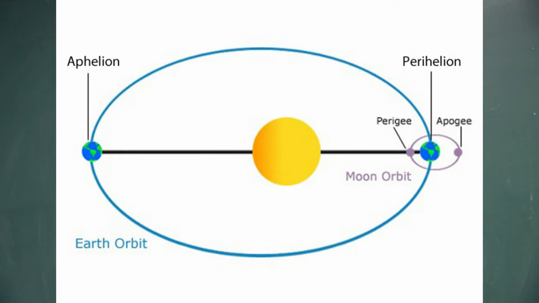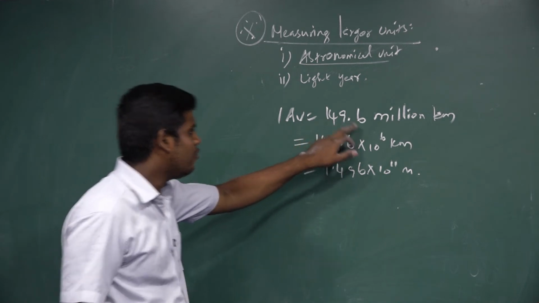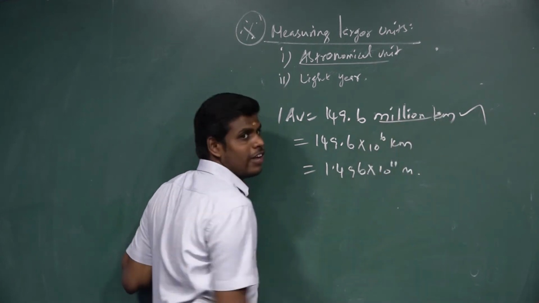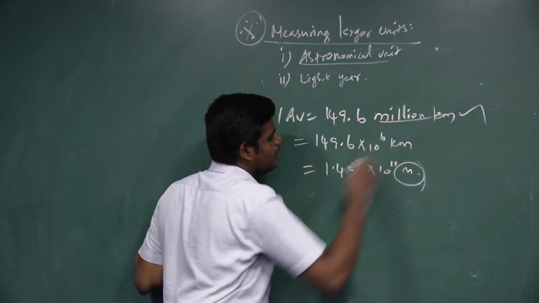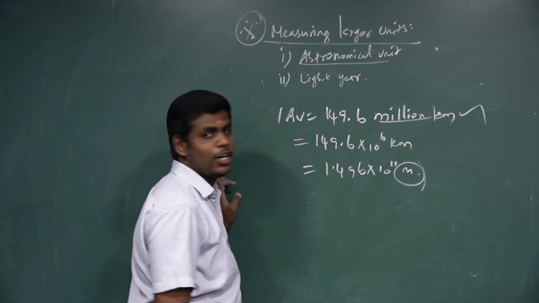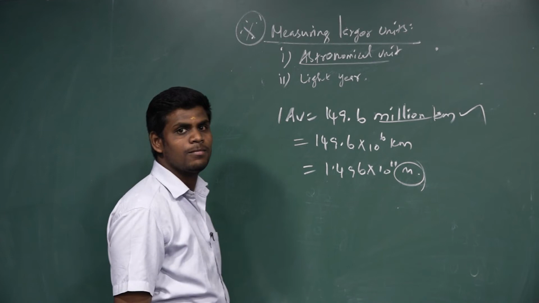Neptune is 30 astronomical units away from the Sun. It means it is 30 times further than the Earth. One astronomical unit is defined as the average distance between the Earth and the Sun. One astronomical unit is equal to 149.6 million kilometer. In meters, we can calculate 1.496 into 10 to the power 11 meter.